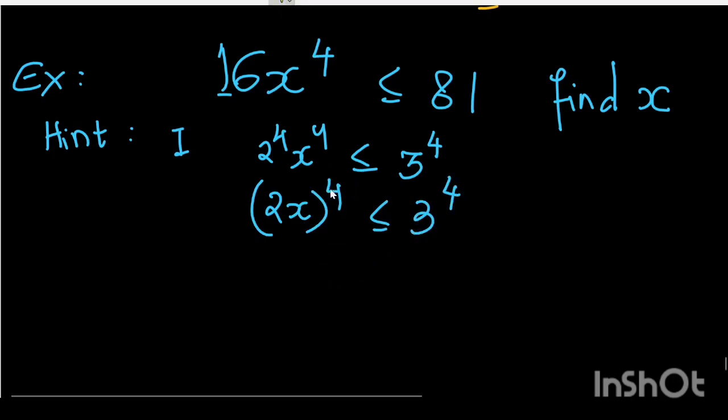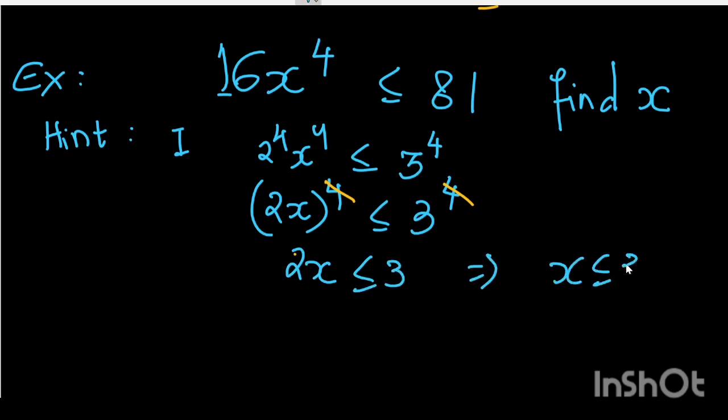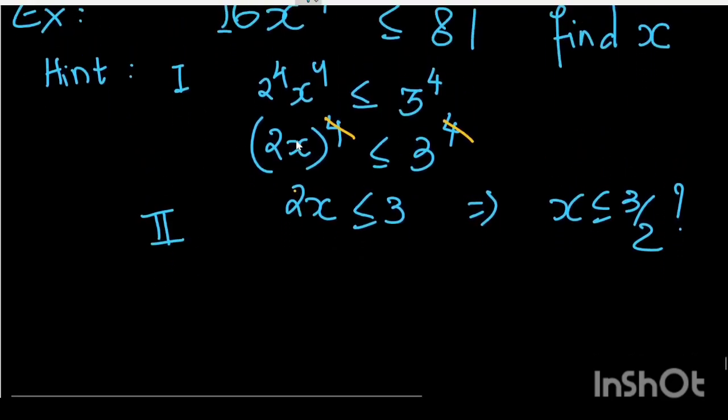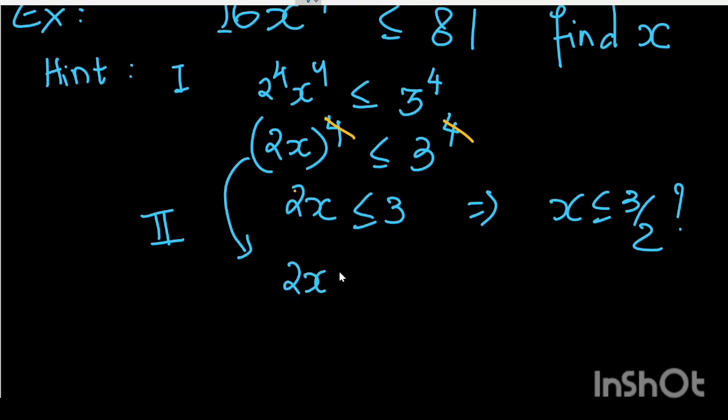Can we cancel this? And then we can write in the next step, 2x less than equal to 3. So x is less than equal to 3 by 2 as our answer. Or in the second approach, we can write 2x to the power 4 minus 3 to the power 4 less than equal to 0.